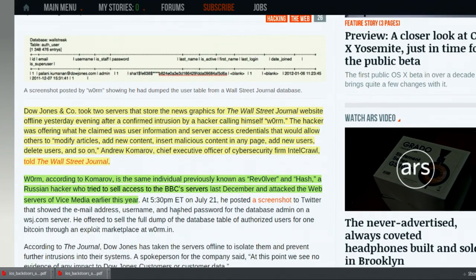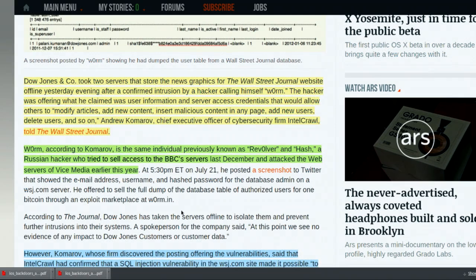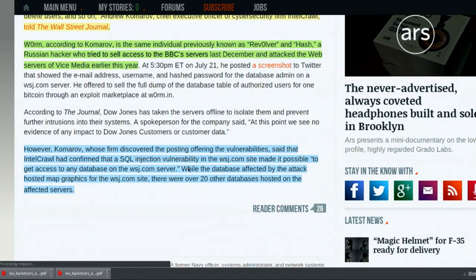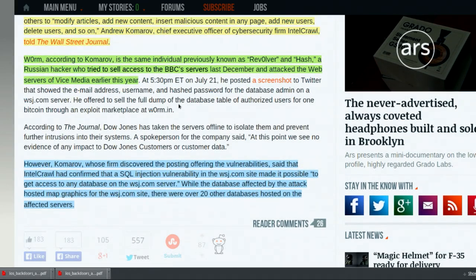So the Wall Street Journal, I think, hired IntelliCrawl, and now the Wall Street Journal is reporting on itself. According to IntelliCrawl, they think it was this Worm guy, and they did a scan of the Wall Street Journal's website and confirmed that they found a SQL injection vulnerability in the site that made it possible to get access to any database on the WSJ.com server. And so that was potentially what he got.